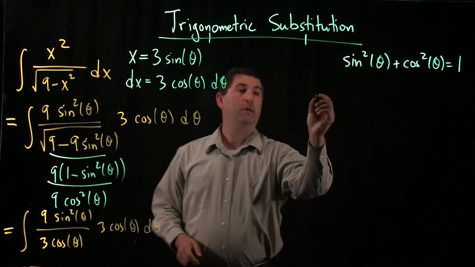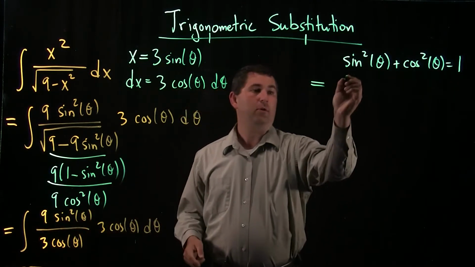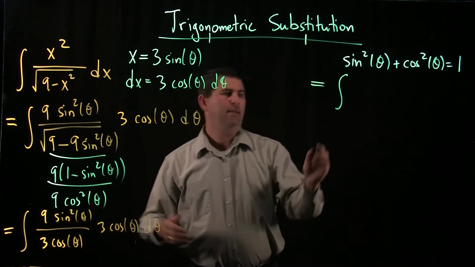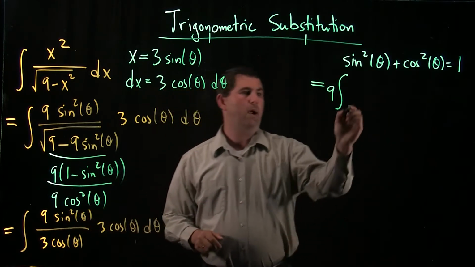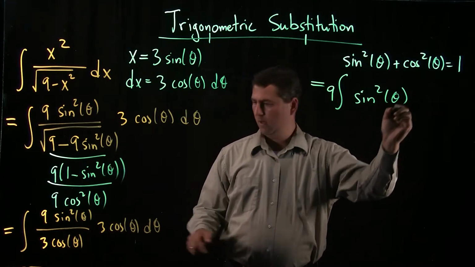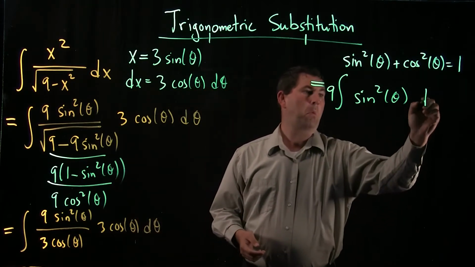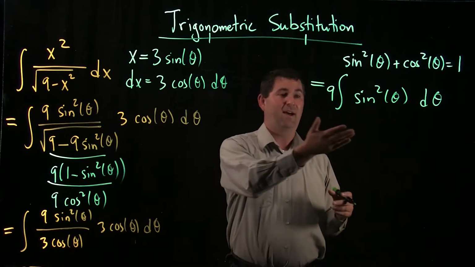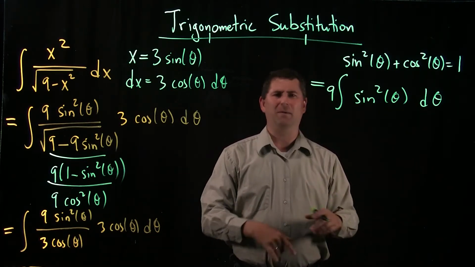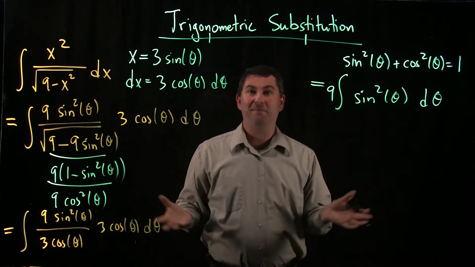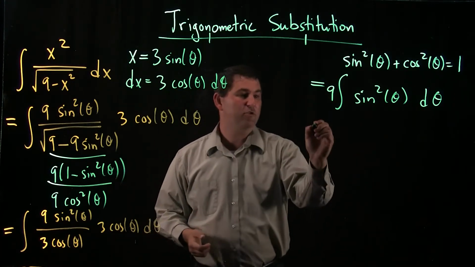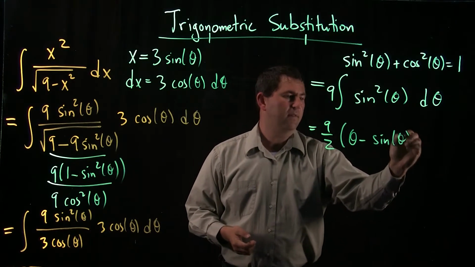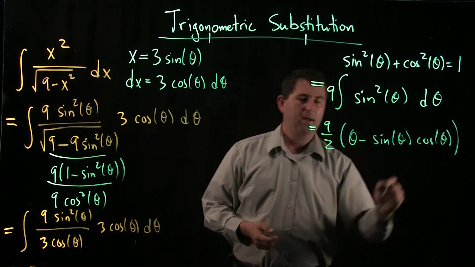All right, so moving over here, I still have an integral. The 3 cosine theta are going to cancel. I have a 9. I might as well just pull that out. I have a sine squared theta, and all I'm left with is a d theta. And this is an integral that we've solved before, right? We were able to solve it using a trigonometric integral identity. We were able to solve it using integration by parts. Doesn't matter which method we use, we have some solution now. This will end up being 9 halves theta minus sine of theta cosine of theta. And we're done, right?